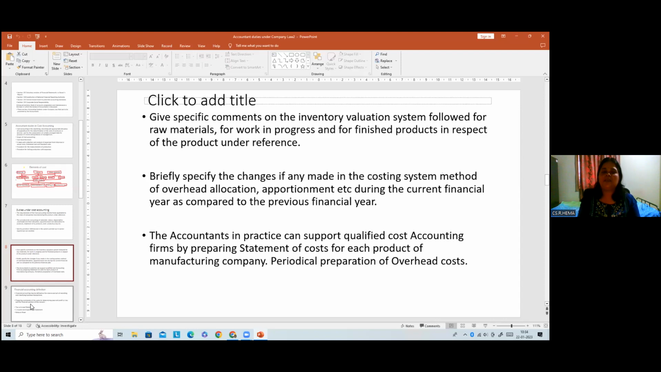We can give advice if we have information about a specific product under a manufacturing company for the current year. If we have the current year information, we can advise for the next year using our knowledge and the nature of the manufacturing company. That also an accountant can do. The accountants in practice can support a qualified cost accounting firm by preparing statements of cost for each product of a manufacturing company and periodical preparation of overhead cost. These two important duties can be done by an accountant also. If you approach a manufacturing company or cost accounting firms doing work for a manufacturing company, you can get a part of the work from them, and you can do that with your system itself.